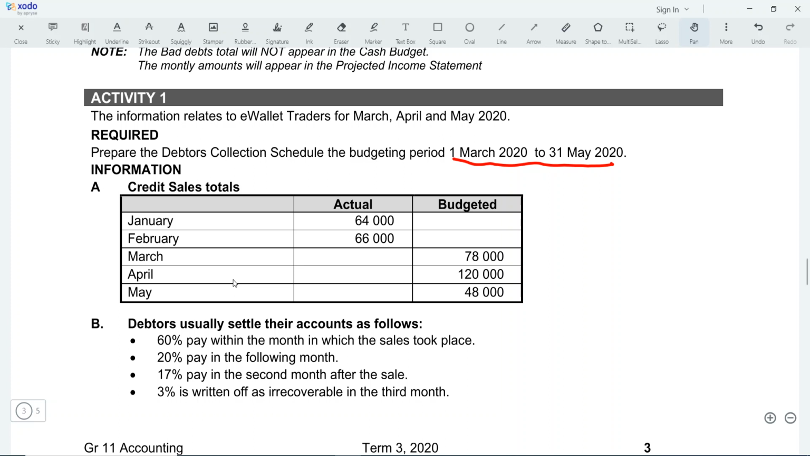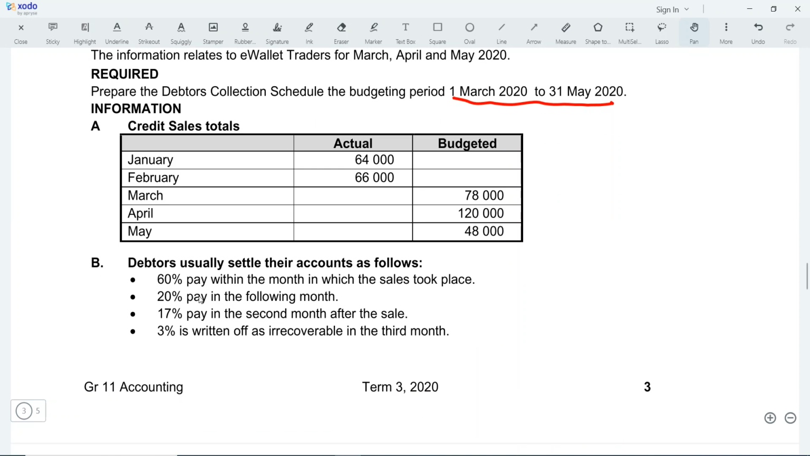And the third thing that I want to highlight is your budgeting period. When you do the debtors collection schedule, you need to remember the time frame that you are doing it for. How long are you preparing the schedule for, so that you can use that information to complete the cash budget. So now here they say debtors usually settle their accounts as follows.